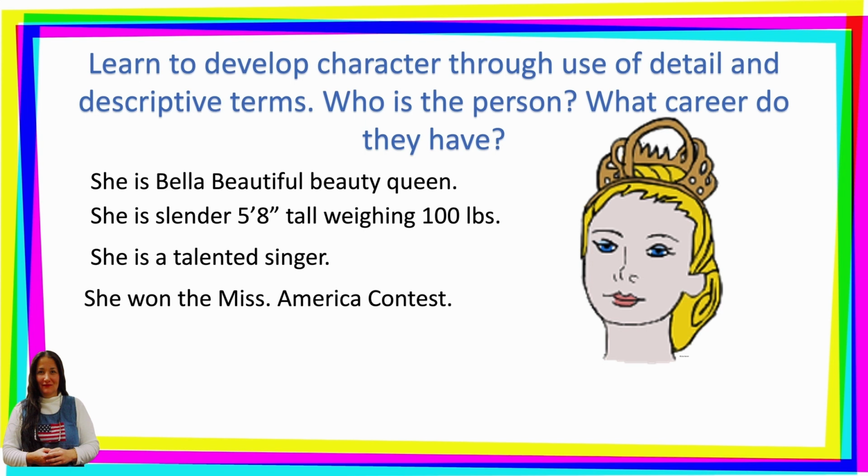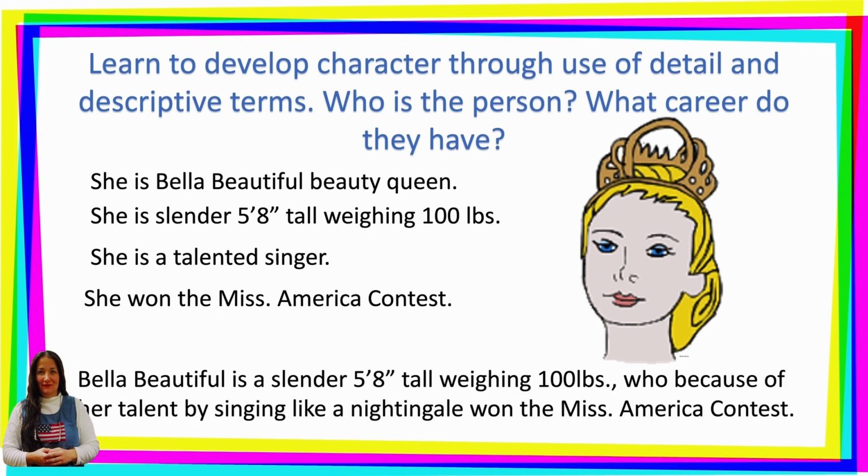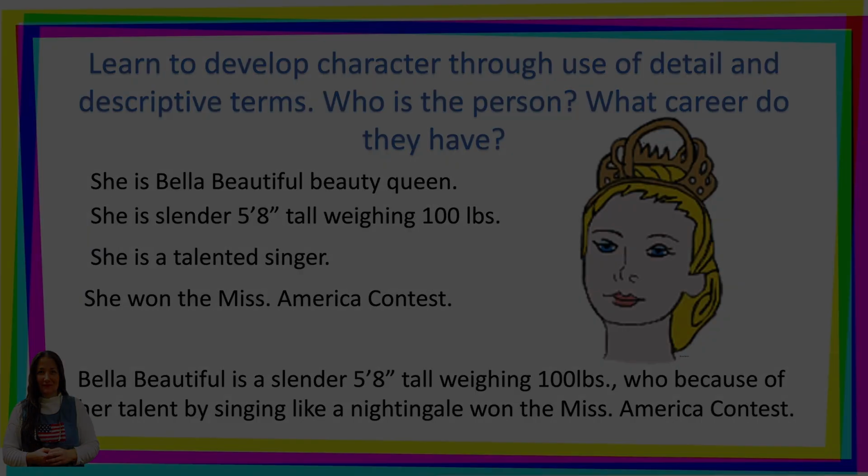Here is our sentence about Bella Beautiful. Bella Beautiful is slender, 5 feet 8 inches tall, weighing 100 pounds, who, because of her talent by singing like a nightingale, won the Miss America contest. Do you see all the detail and how better the sentence is and how you can define a person and understand them as a three-dimensional character?